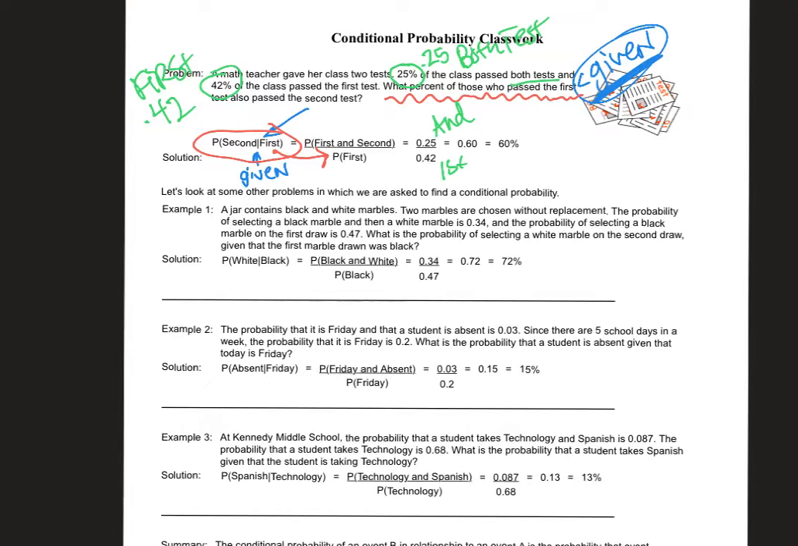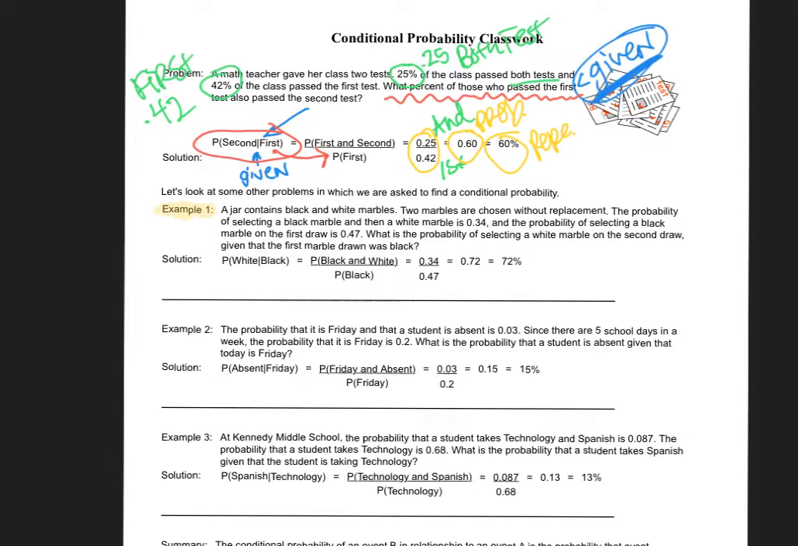Now, you might see different versions on your quiz. I might ask for probability, or I might ask for percent. It could be given to you as a ratio or as a fraction. If I ask for probability, you'll give me the decimal. If I ask for percent, you move the decimal or multiply by 100. Okay, let's go over example 1.